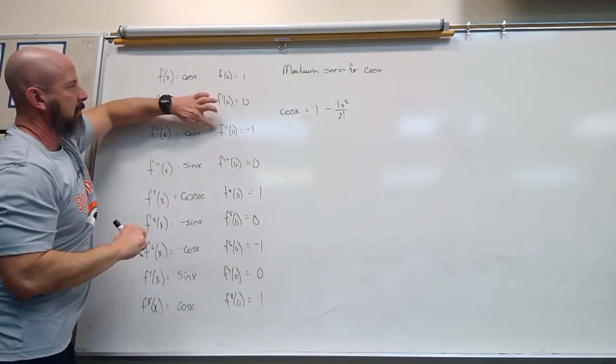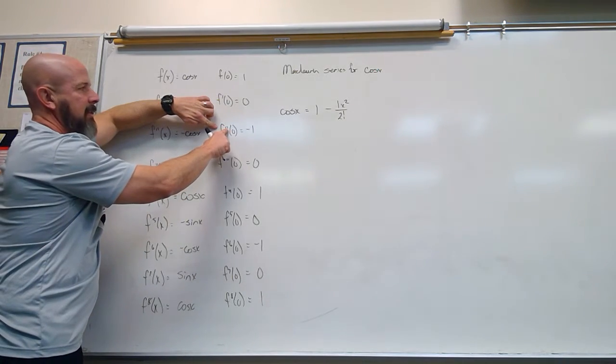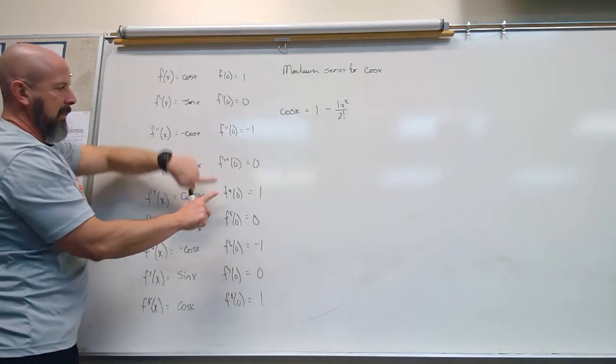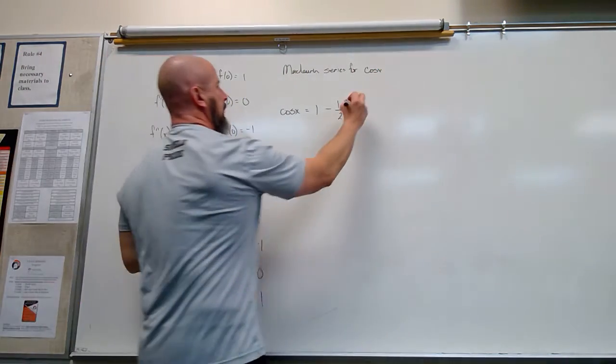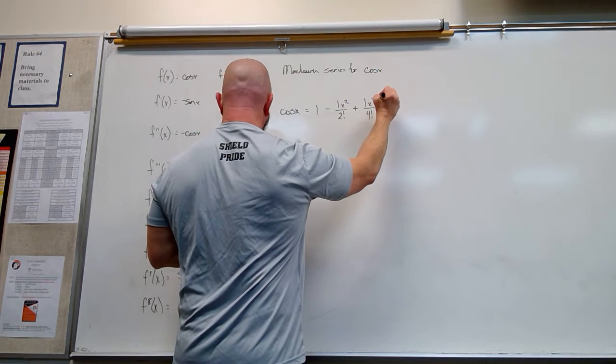We skipped the x one, went to the x squared. I can remember it's the x squared and the 2 factorial because it's the second derivative. Now we're going to the 4th. Plus 1 x to the 4th over 4 factorial.